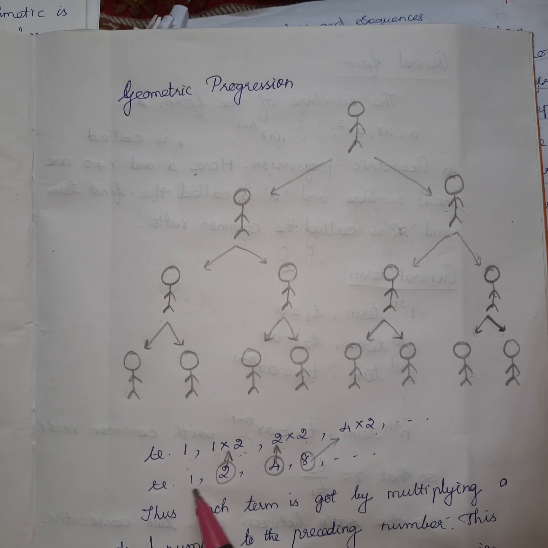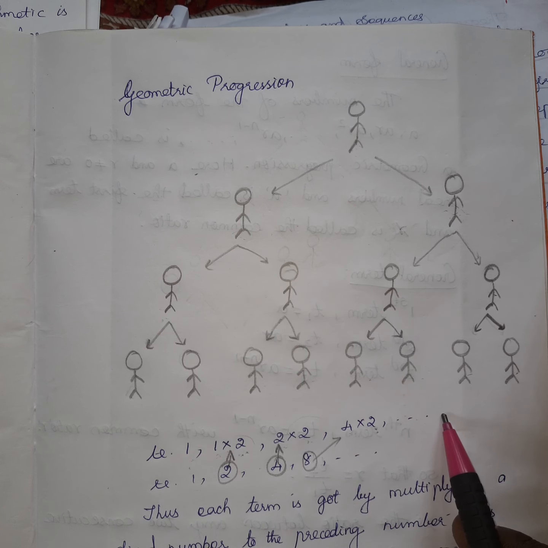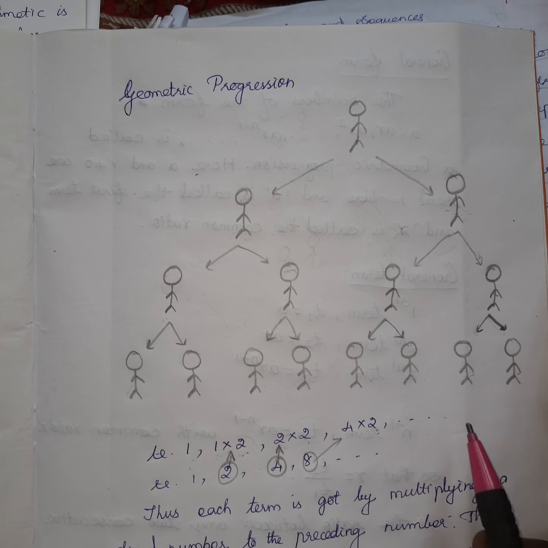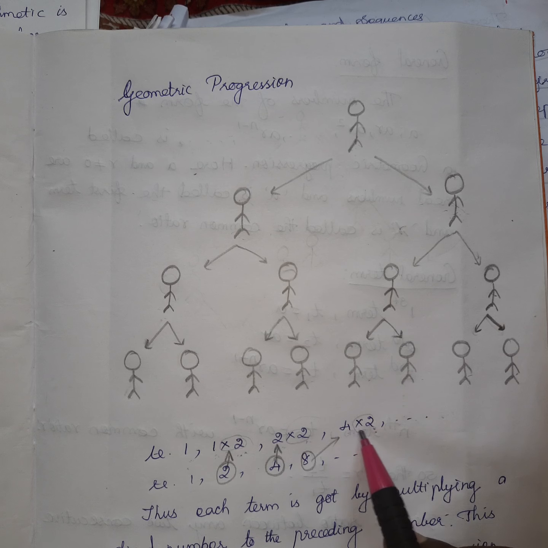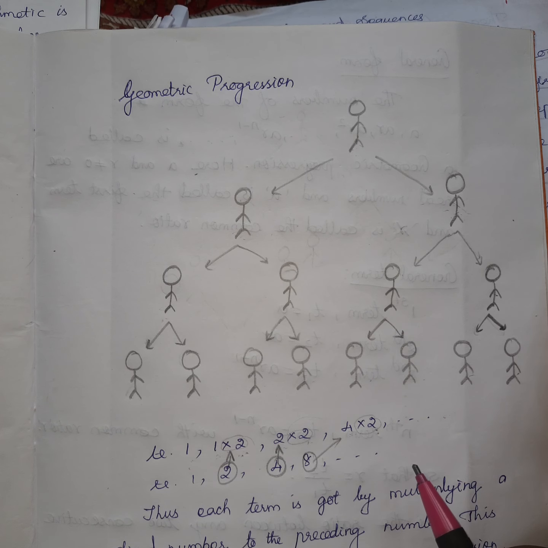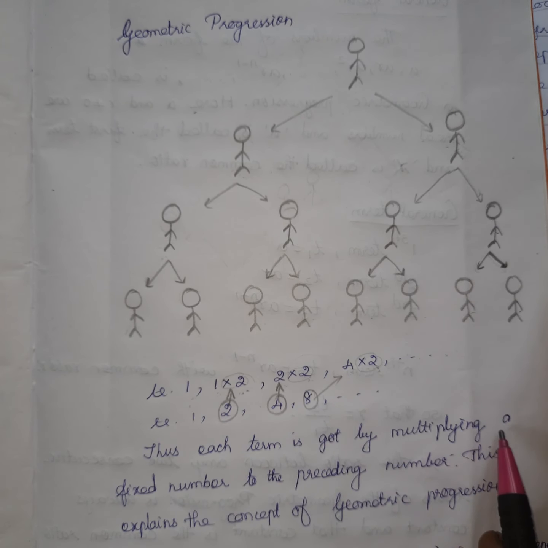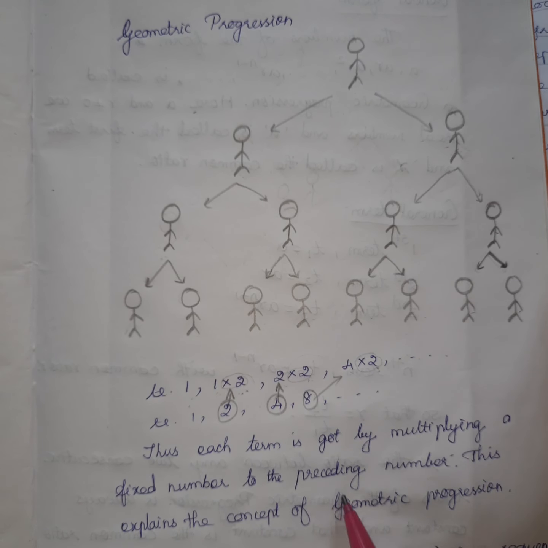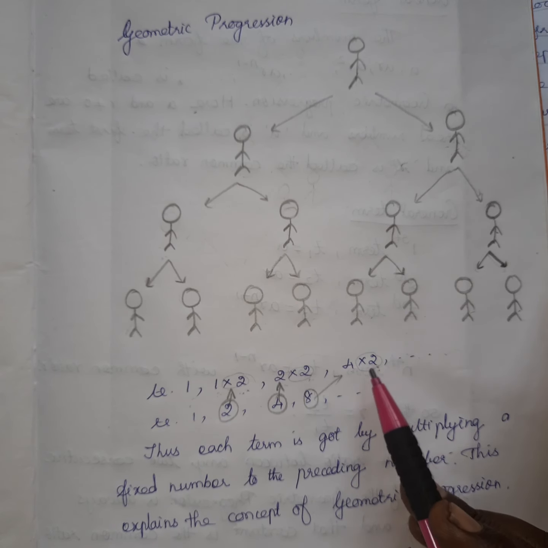Okay, so we can make this sequence in the form 1, 1 into 2, 2 into 2, 4 into 2, then 4 2s are 8, so 8 into 2, 8 2s are 16, that is 16 into 2, like that it will increase. So we are multiplying a common number with the previous value, previous term. That is the geometric progression. Understood? Thus, each term is got by multiplying a fixed number to the preceding number. This explains the concept of geometric progression. So from this idea you can understand the geometric progression.